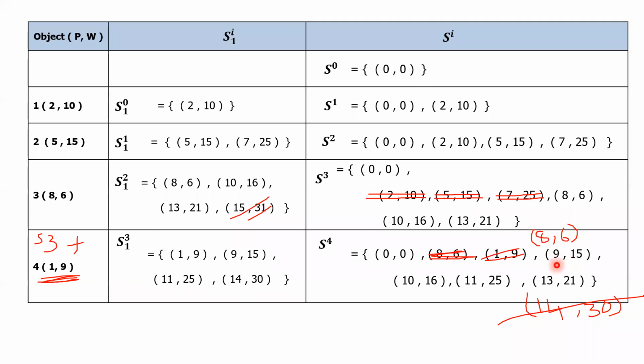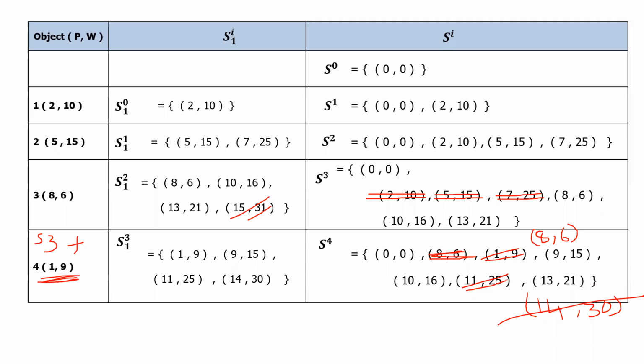Then I'm going to compare 9, 15 with 10, 16. Okay, I'll keep them. 10, 16, I'll compare with 11, 25. These are also fine. I'll compare 11, 25 with 13 and 21. Now you can see that these two are violating the rule. Weight is decreasing. So what should I do? I'll do purging, and for that, I'll have to remove 11, 25.